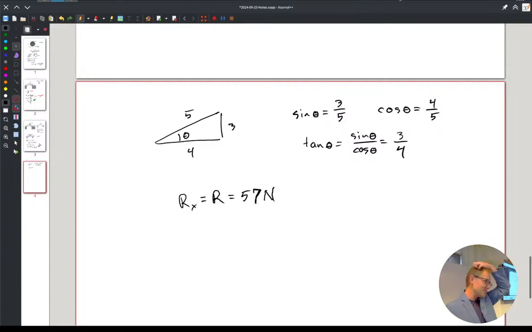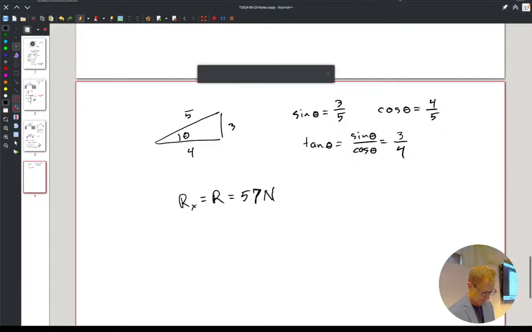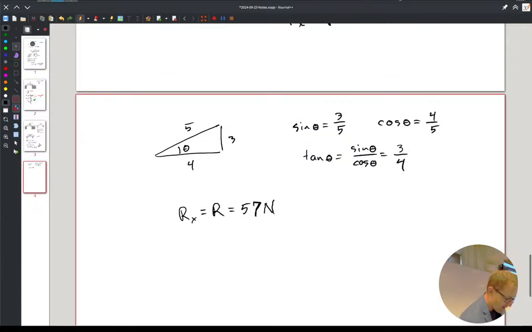Something like 57 newtons, something like that. 4/7 ends up being 4/7 times 100, which means that R is 57, N is 57. Because that's 57 is 4/7, or 0.57 is 4/7.